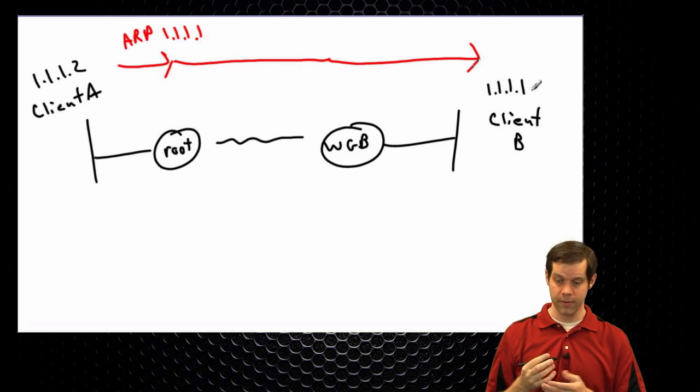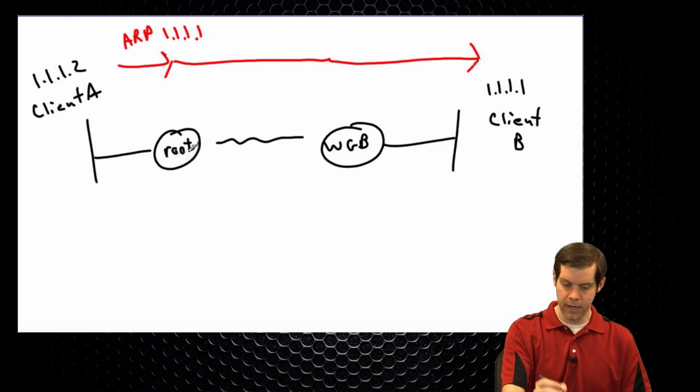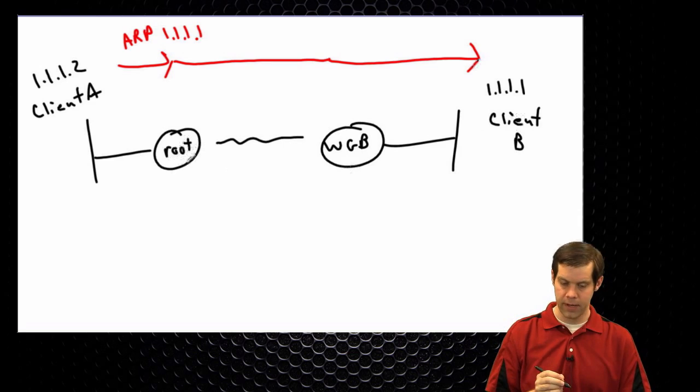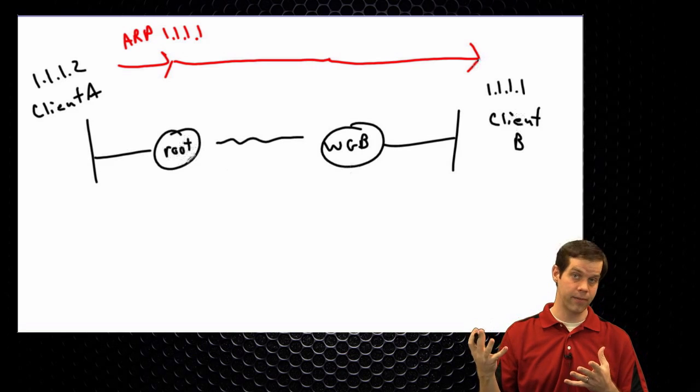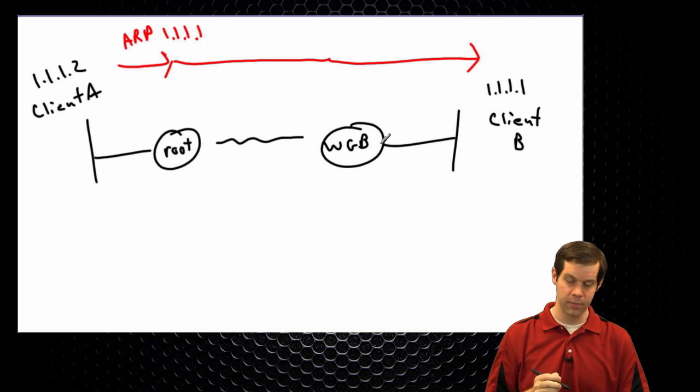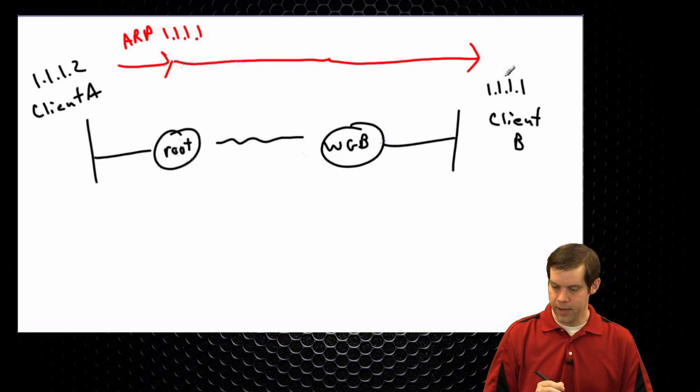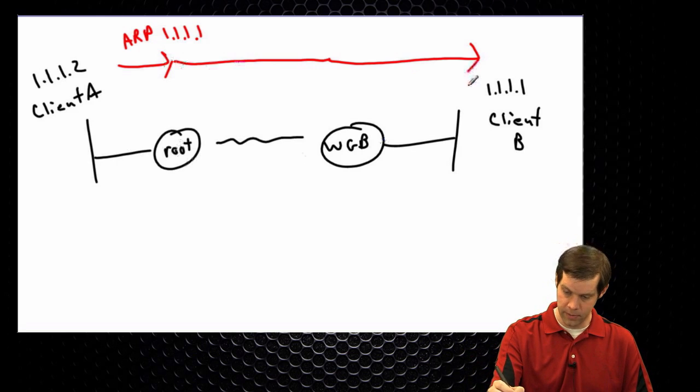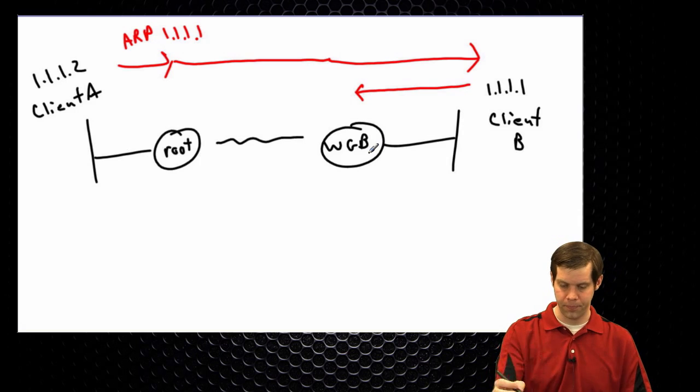Okay, client receives it. We still don't have the client in the root AP's association table because client B basically came up and has never said anything ever. So it's not in the workgroup bridge's bridging table, which means it's not on the root AP's association list. Well, the ARP makes it to client B. What's client B going to do? It's going to respond to the ARP. So it sends back the response, makes its way to the workgroup bridge.